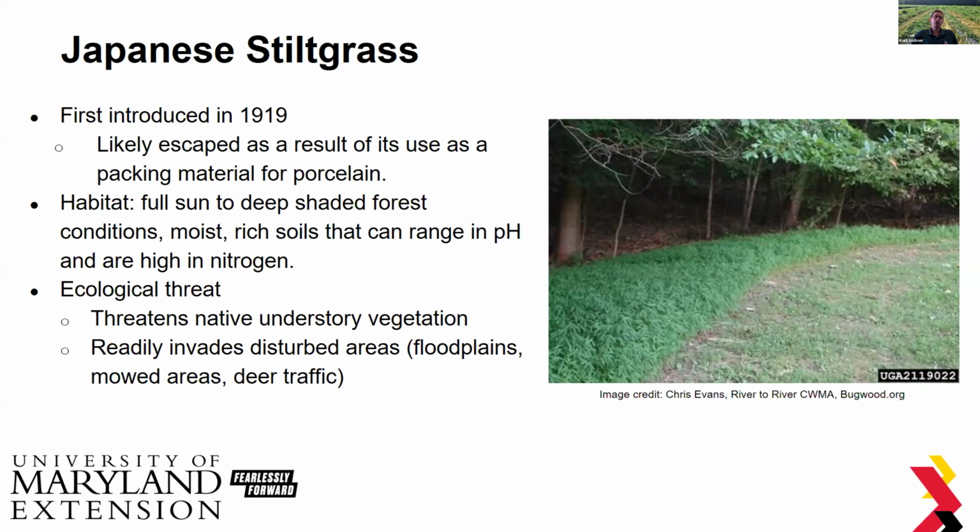It thrives in full sun and deep shaded forest conditions, in moist, rich soils that can range over a wide variety of pHs and soils that are high in nitrogen. Japanese stiltgrass spreads quickly, and it really threatens native understory vegetation, especially any native understory vegetation that's trying to grow and develop. It readily invades disturbed areas, floodplains, mowed areas, and any areas where deer traffic is a big deal.